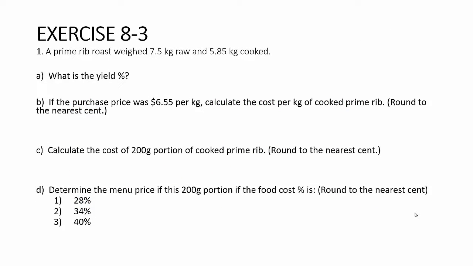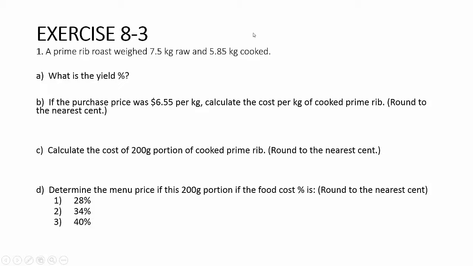So let's take a look at some practical ways of using all of this information. Question 1 reads, a prime rib roast weighs 7.5 kilograms raw and 5.85 kilograms cooked. What is the yield percent? Well, we know to get the yield percent, we must have the EP, edible portion, and the AP, as purchased. We are only given these two numbers, but they're not labeled in any way to let us know what's going on, so we actually have to do a little bit of thinking.